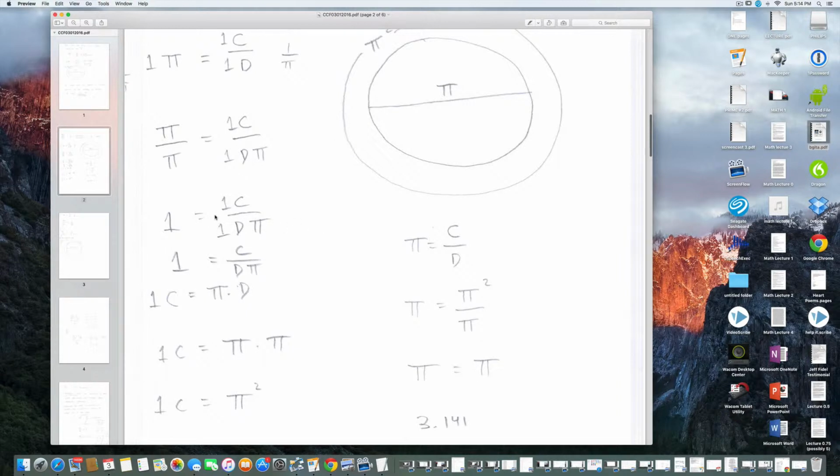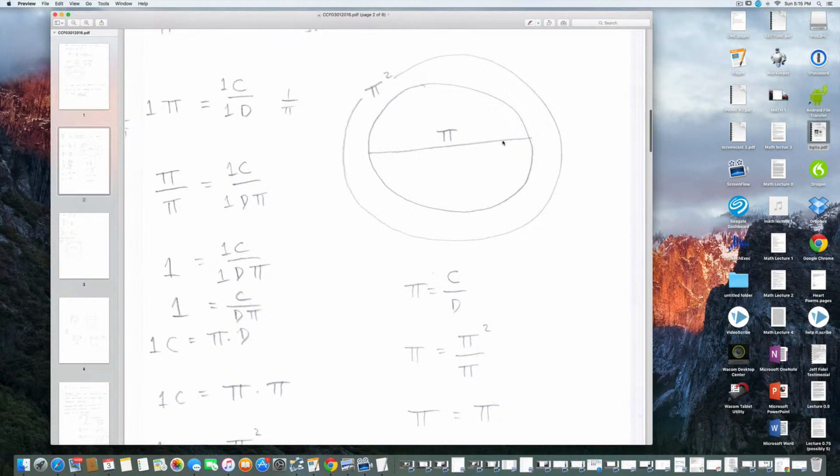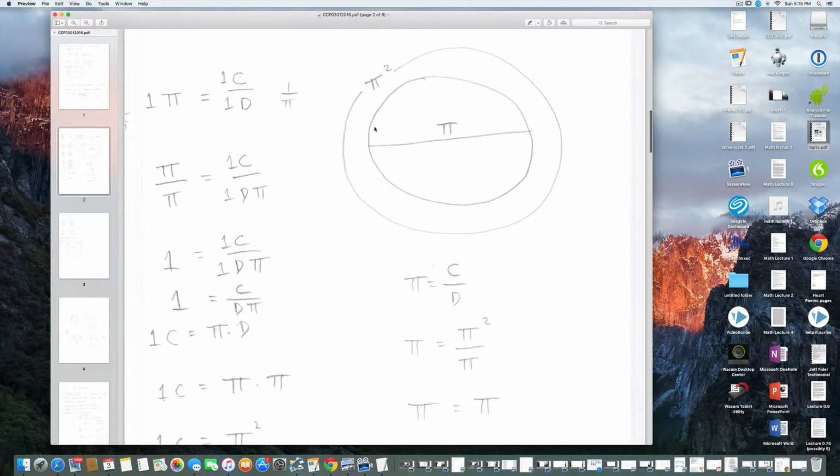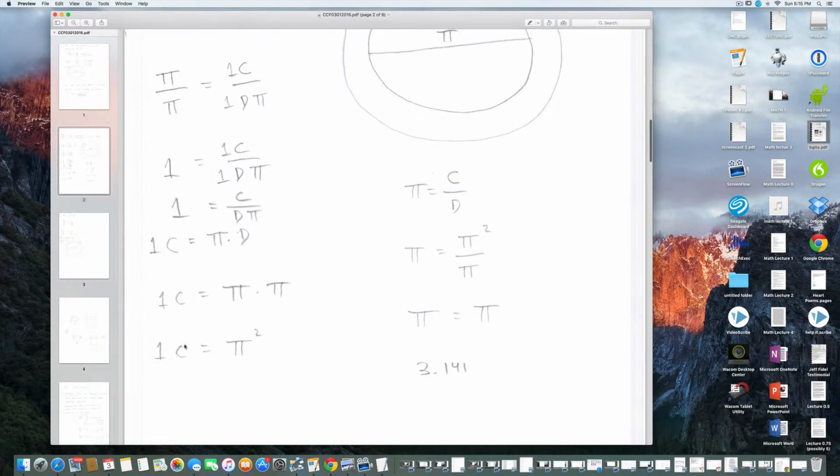So when we solve for 1, we have 1 equals circumference over diameter times pi. So 1 circumference equals pi times the diameter. But in our case here, the diameter is pi because we're using this new circle. So when the diameter is pi, the circumference of the circle, which I label here, will then be pi squared. So for a diameter of pi, the circumference of the circle will be pi squared.